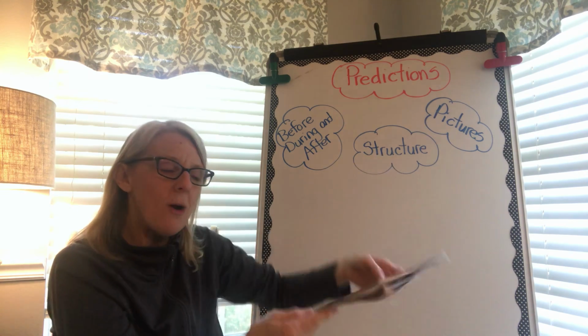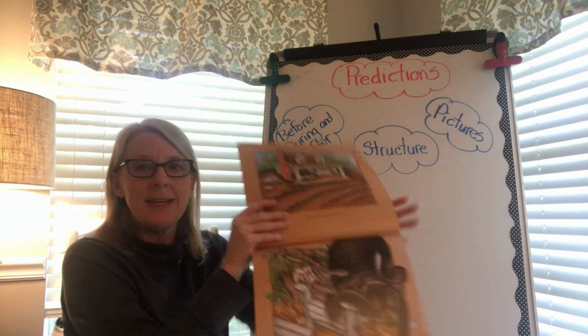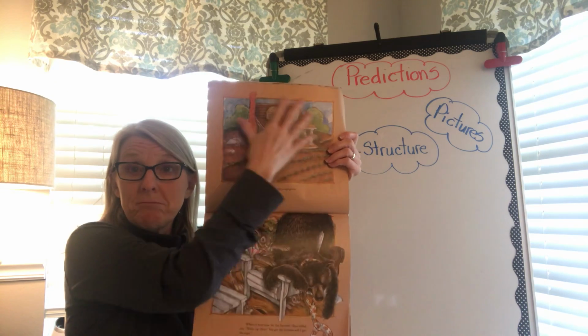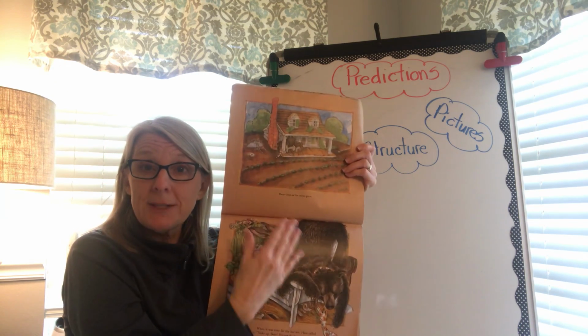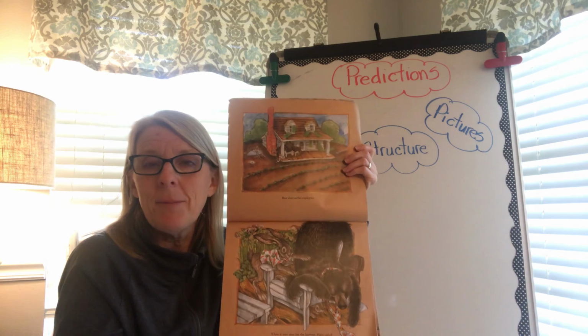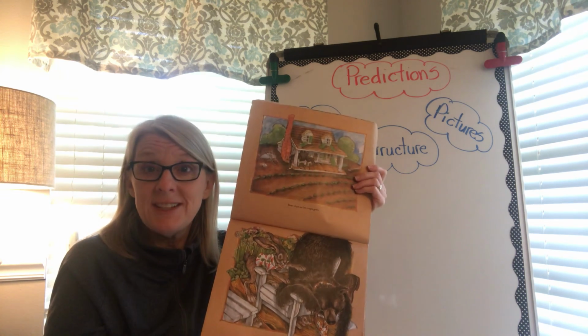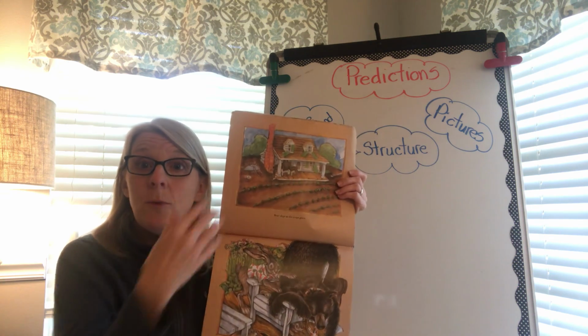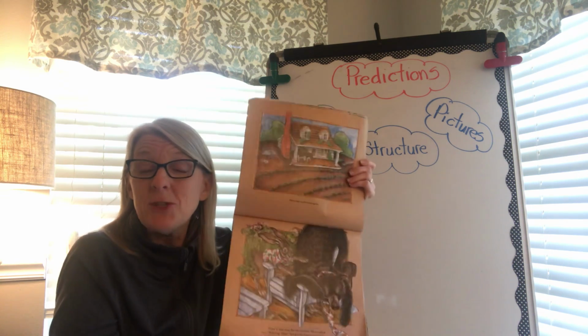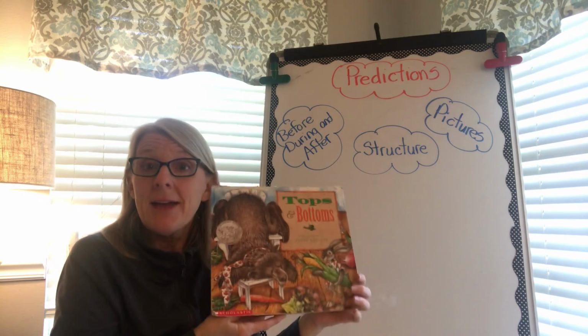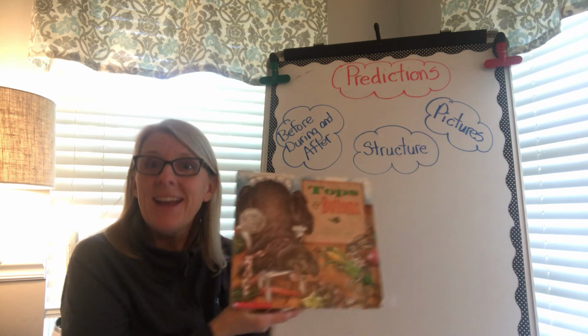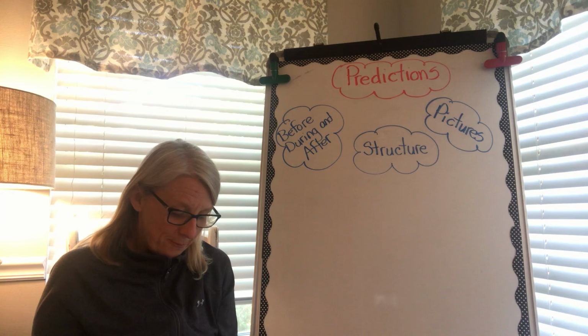So I took a picture walk and I noticed the book is written like there's a picture and some writing on the top. There's a picture and writing on the bottom. Ooh, I want to predict that that's going to have something to do with our story as we read it. Okay, let's go ahead and get started.